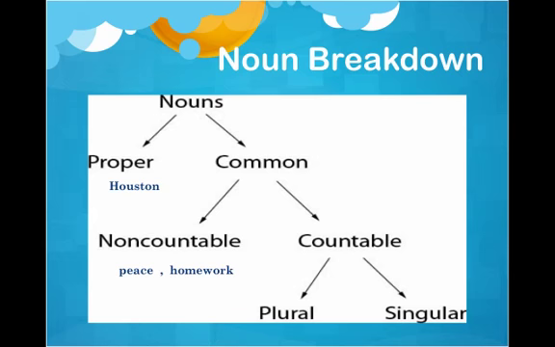Non-countable nouns are things like peace and homework. You don't make them plural. We talk about a lasting peace. I want peace on earth. Did you do the homework? How much homework do you have? You can't make these plural, but I can make them possessive. I can precede them with a determiner. I can talk about a lasting peace, the math homework.